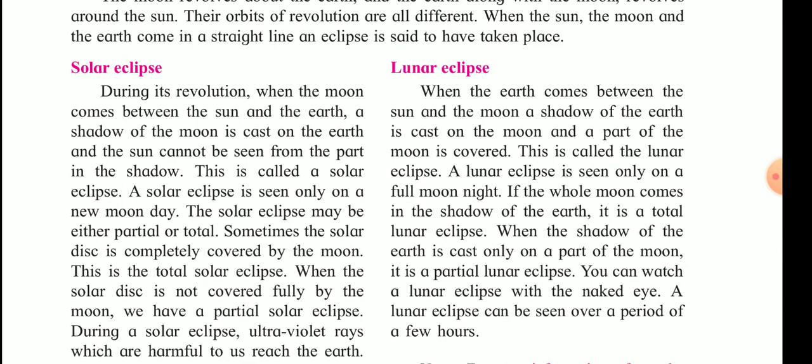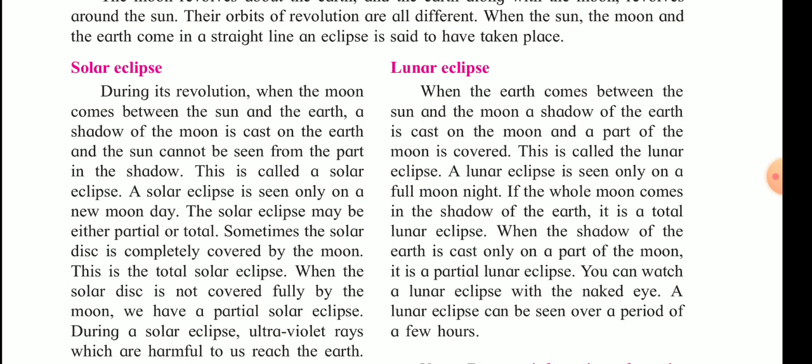Now, solar eclipse means, here see, during its revolution, when the moon comes between the sun and the earth, the shadow of the moon is cast on the earth, and the sun cannot be seen from the part in the shadow. This is called a solar eclipse. The solar eclipse is seen only on the new moon day. The solar eclipse may be either partial or total.